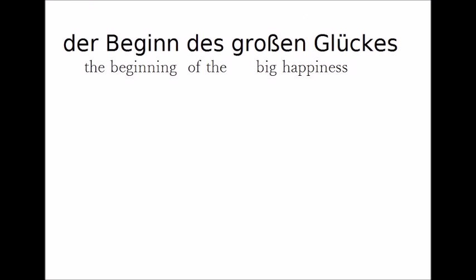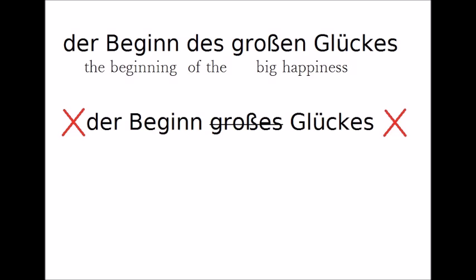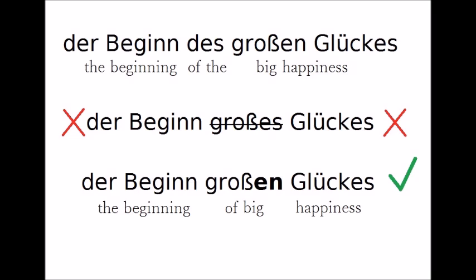The genitive does not come too often, but here's an example. Der Beginn des großen Glückes. The beginning of the big happiness. So it's not der Beginn großes Glückes, but der Beginn großen Glückes. The beginning of big happiness.